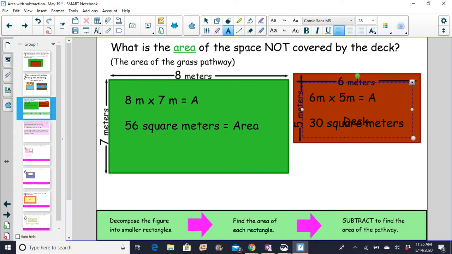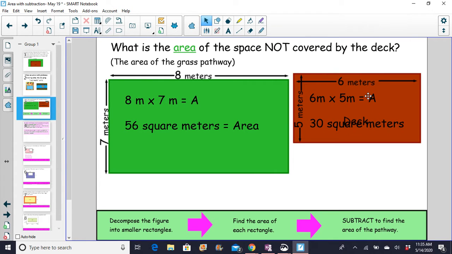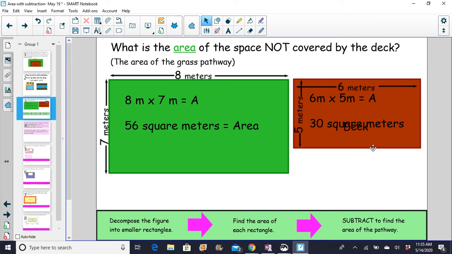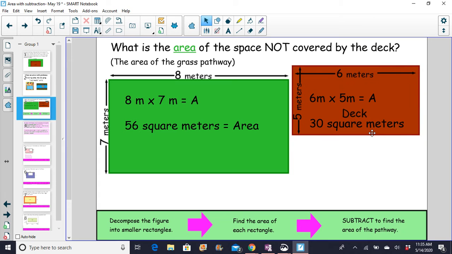Okay, so we found that. That's something that we're used to finding, finding the area of the separate rectangles. There we go. But the last step, in order to find the area that was not covered by the deck, remembering that these are overlapping originally, we are going to subtract.